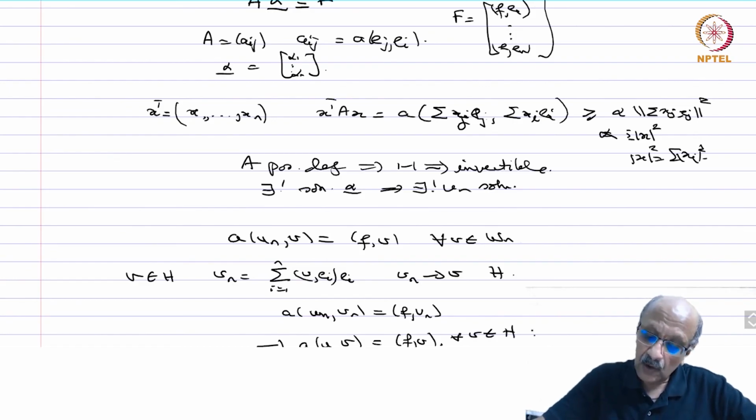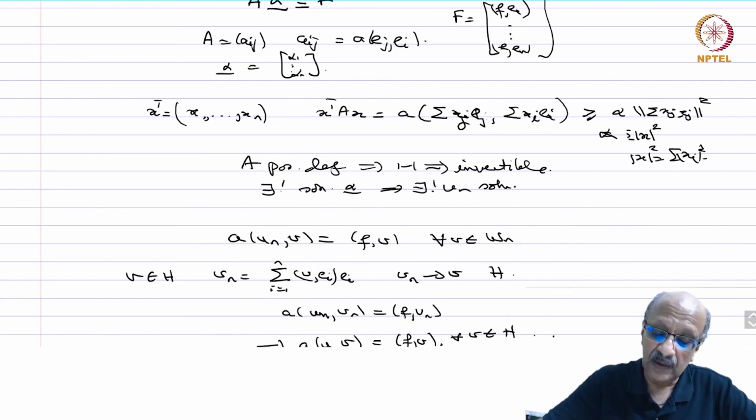Okay, so we have proved the Lax-Milgram lemma by this approximation process, at least for the separable Hilbert space. So we will continue the exercises.